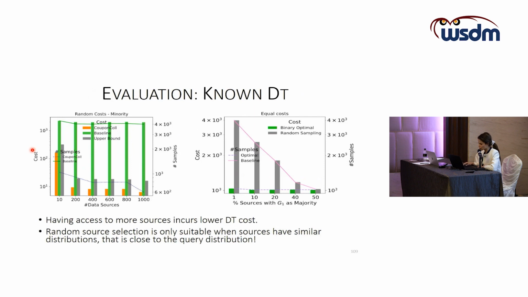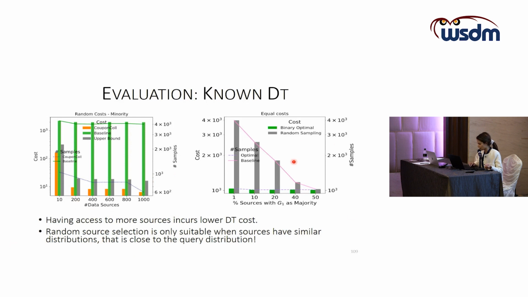And here we're showing just some examples for the case where we're varying the number of data sources. Here we see on the x-axis the number of data sources, and on the y-axis the cost and number of samples for collecting the same number of tuples or samples from all 4 groups that we assume. And the interesting message here is that when we have a larger number of data sources, we have lower cost for DT, because there is more chance of obtaining a data set that is useful.